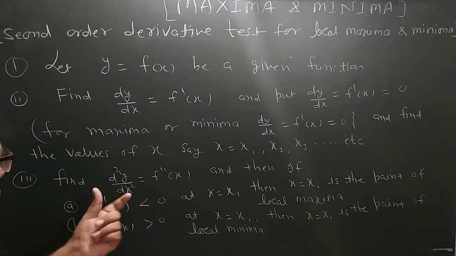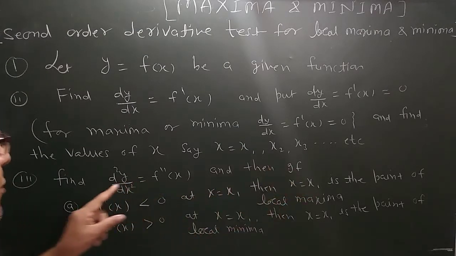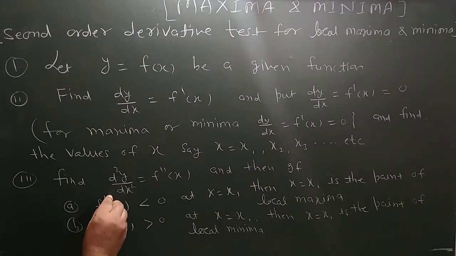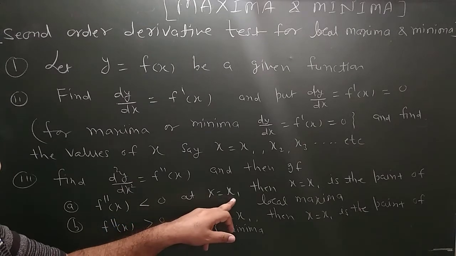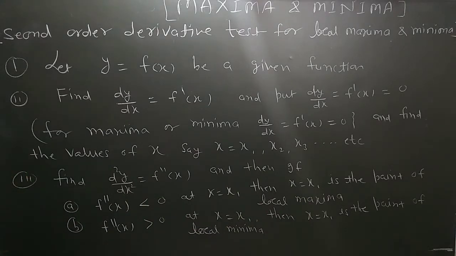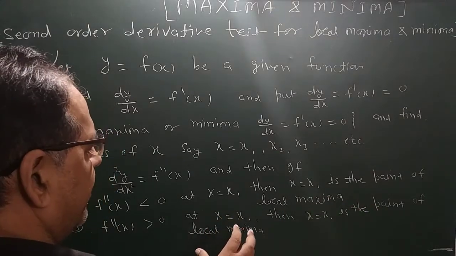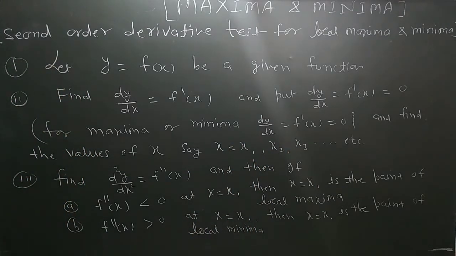Now we find the second derivative of y, d2y over dx square equal to f double dash x, and put the first value x equal to x1 in the second derivative. If f double dash x is less than 0 at the point x equal to x1, then we can say x equal to x1 is the point of local maxima. If f double dash x is greater than 0 at x equal to x1, then x equal to x1 is the point of local minima. A similar process applies with x2 and with x3.